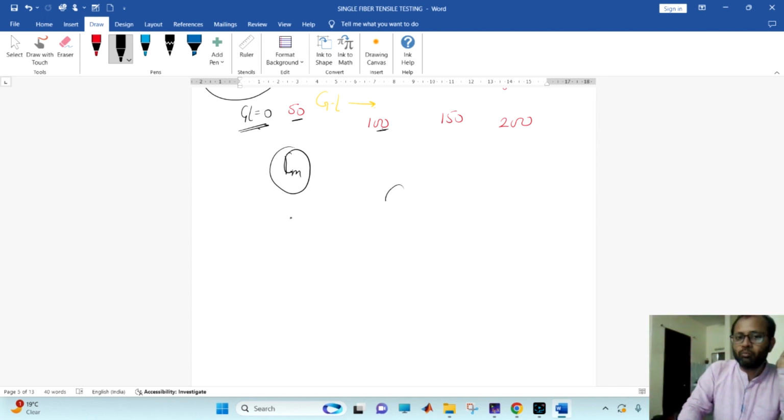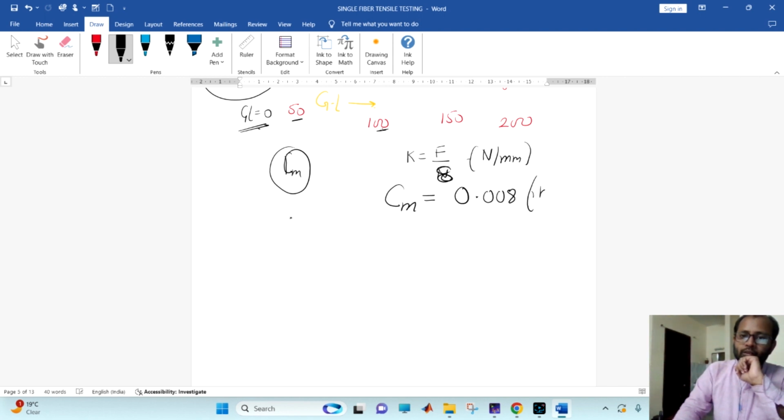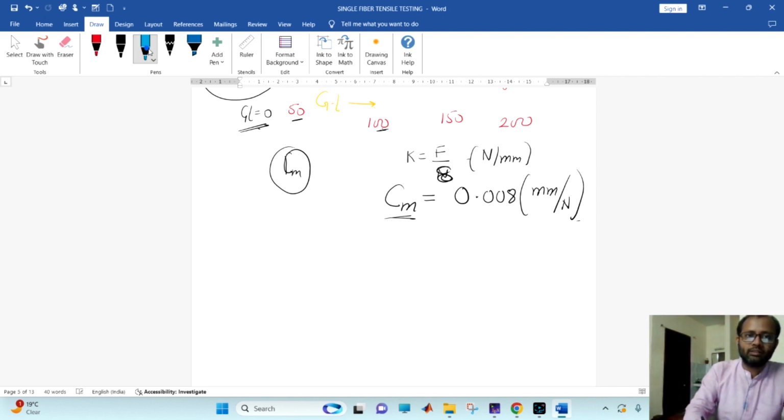When we get the compliance of the machine, for example, 0.008, what is the unit? The unit of stiffness is force by delta, that is Newton per mm. So here the unit is mm per Newton. If we know the compliance of the machine, then we can find the total compliance.